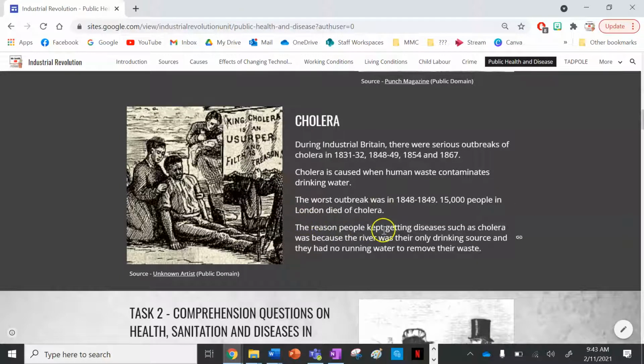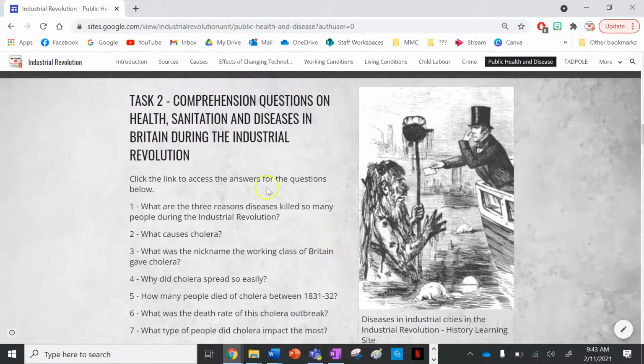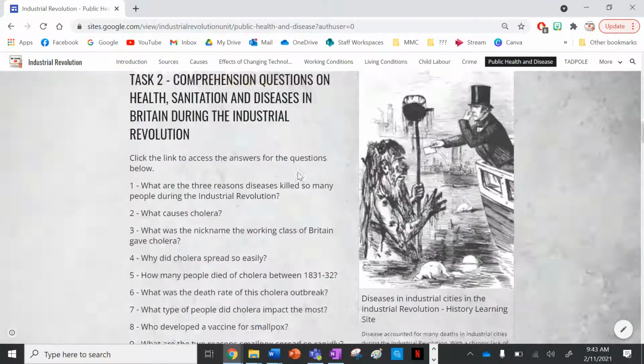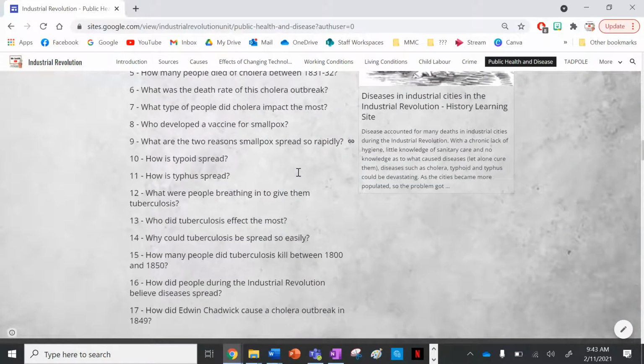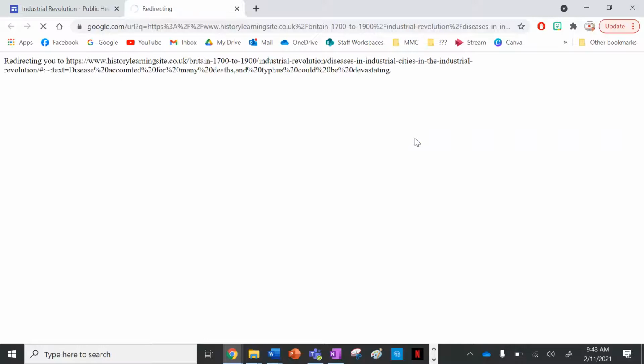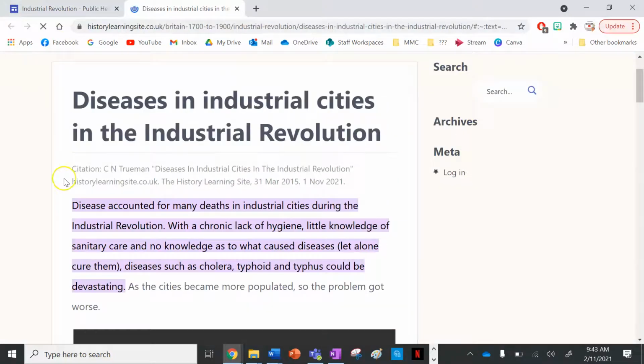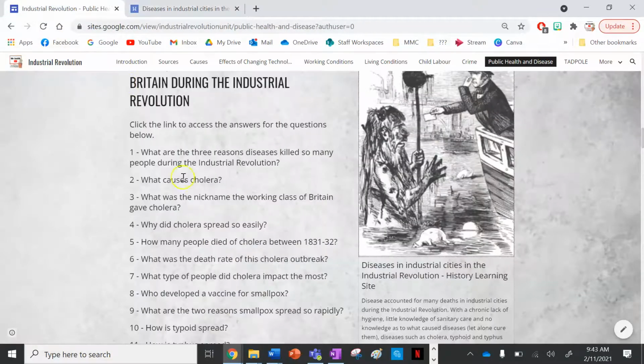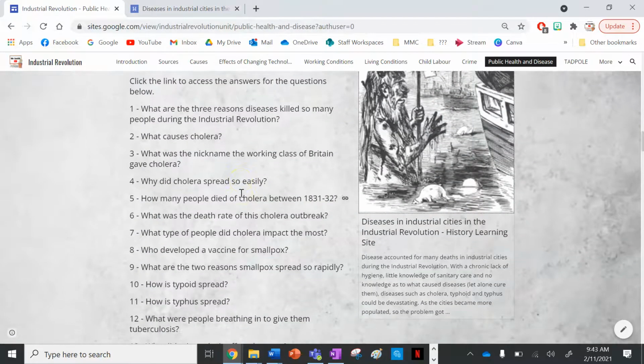And then lastly, the reason people kept getting diseases such as cholera is because the river was their only source of drinking water, and they had no running water to move their waste from their homes. So, task 1 was to watch the video up here. Task 2 is going to be to answer these 17 questions using the information in this website. So we're going to go ahead and click on that link and open that one up, and let's answer these questions together.